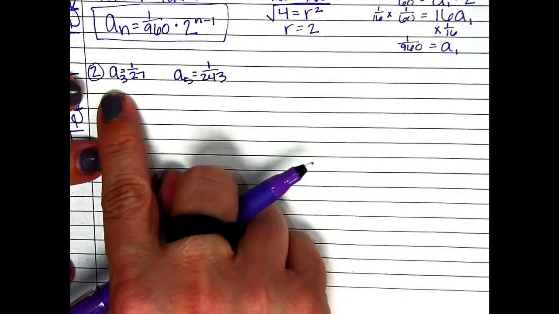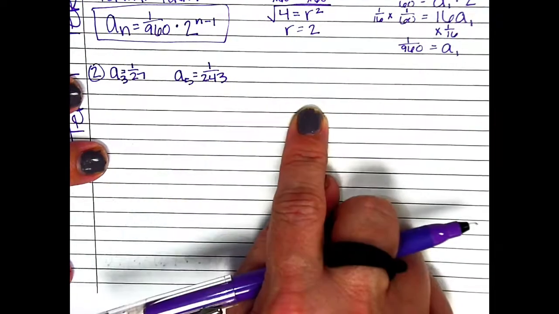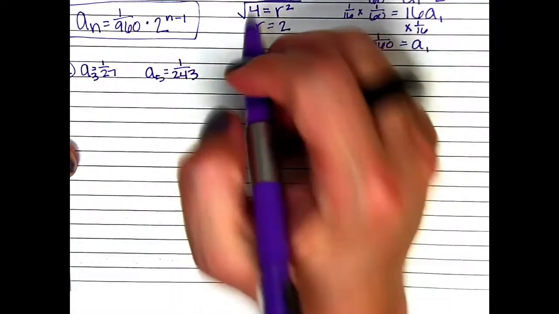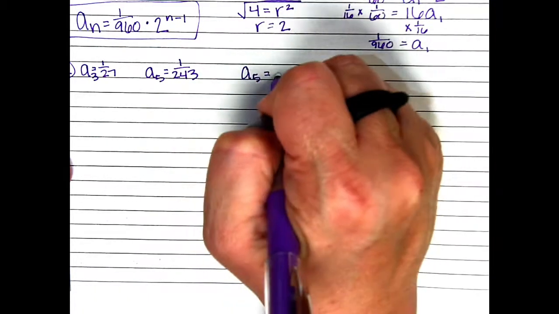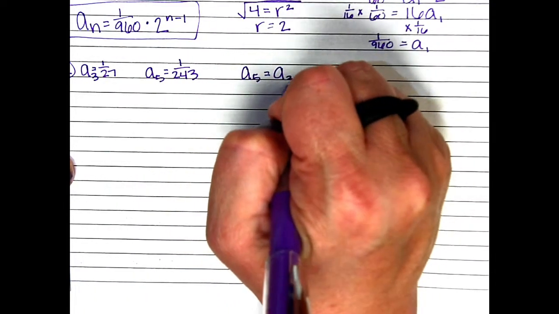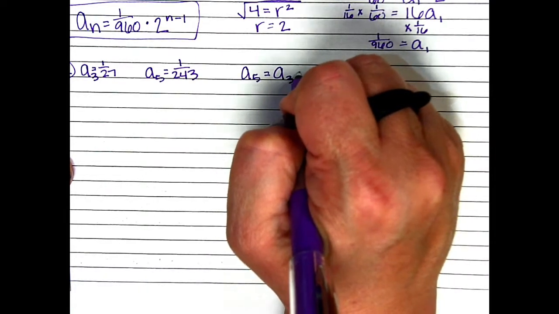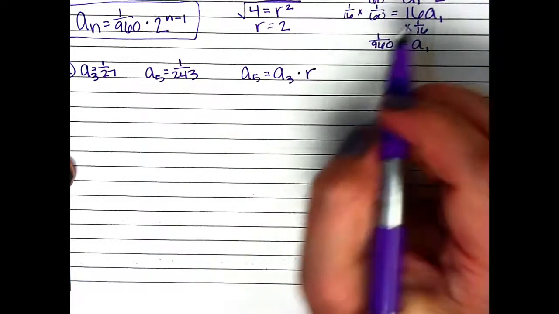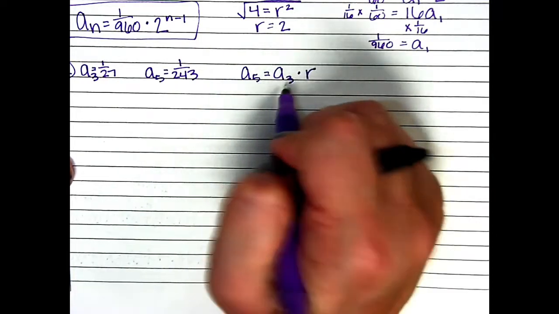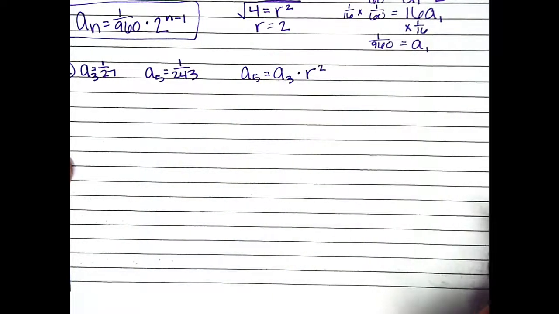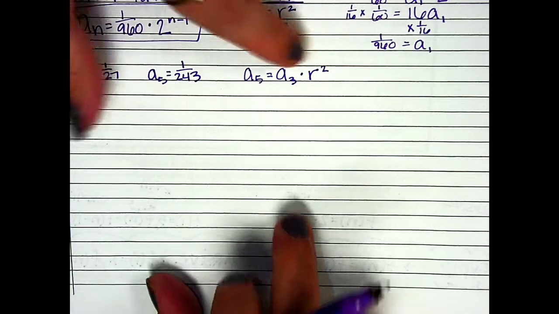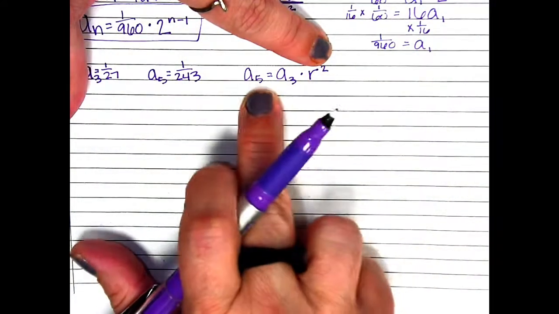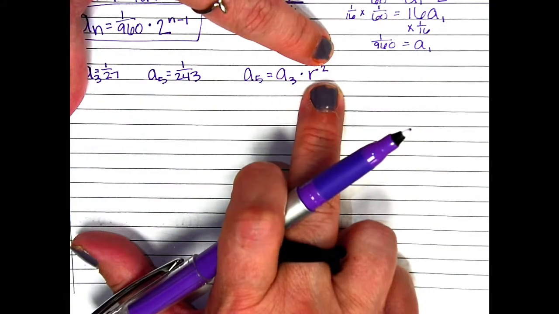So again, here are my terms. Okay, so we're going to find the ratio. So it's the higher term, so a sub 5 equals the lower term, a sub 3, times the rate, or ratio, to the difference. So I have 5 and 3, so again, my difference is 2. If they had given me term 5 and term 2, it would be r to the 3rd power. Okay, so it's just whatever the difference in these two numbers is, belongs here.